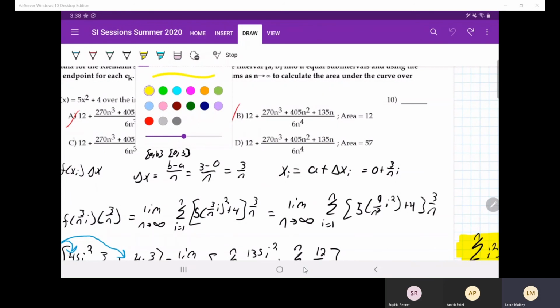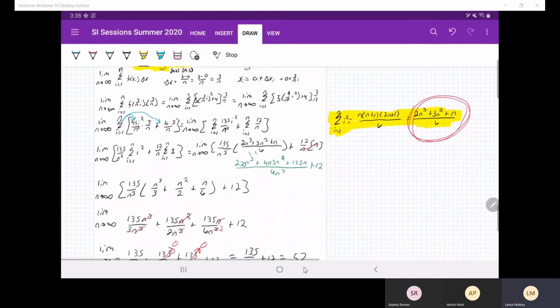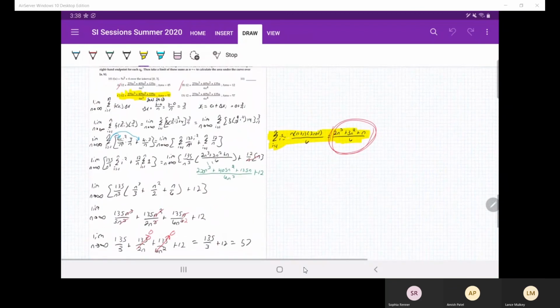Oh, finally I can do multiple colors. C. Any questions over that gigantically long process? Any at all? Off the bat, not really.